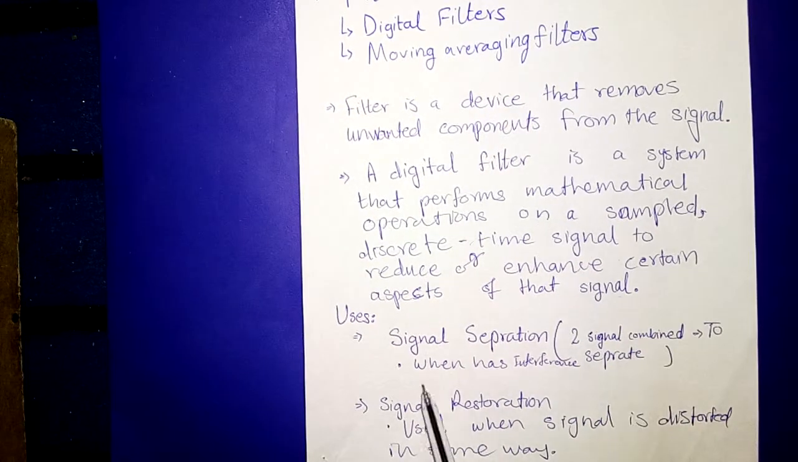So the next thing is when the signal has interference, obviously there's gonna be interference of the breathing of the mother, the heartbeat of the mother itself, and other processes which are happening throughout her body. So उससे हम बच्चे की heartbeat को अलग identify करते हैं.